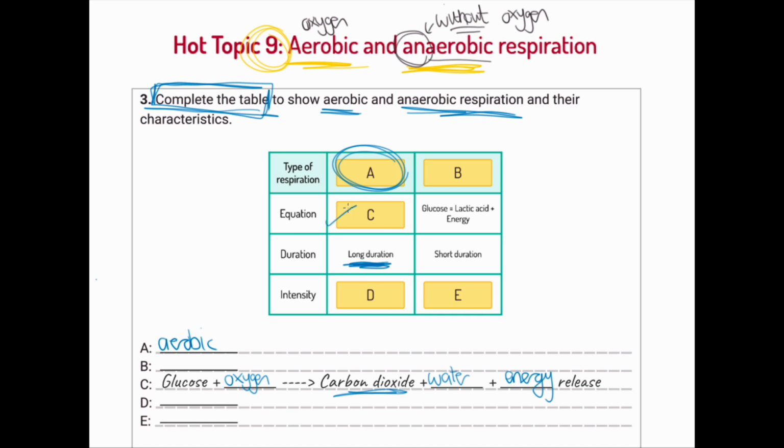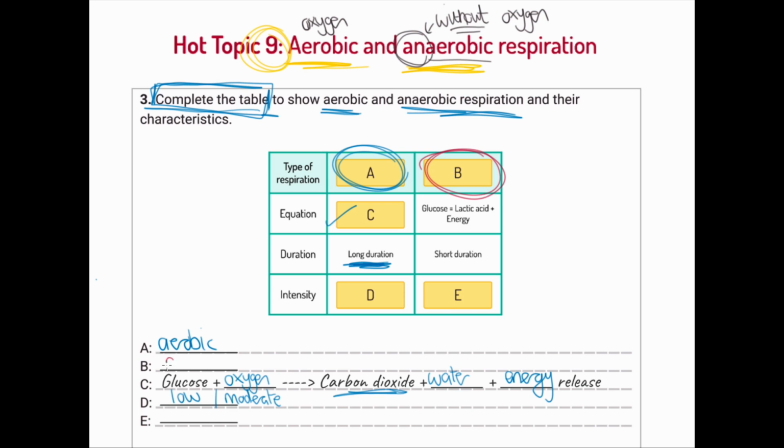And finally, we need to talk about the intensity. If it is long in duration, then it is going to be low intensity. You might also see moderate. You wouldn't be able to keep up a 100-meter sprint for 26 miles. You wouldn't be able to keep up with that pace. So it's got to be a low intensity, which is why our marathon runners aren't running as fast as our sprinters.